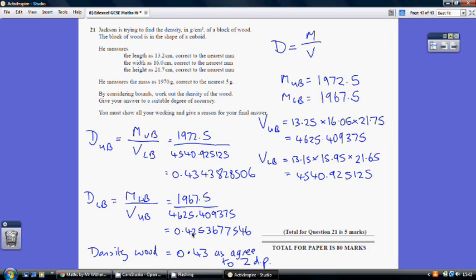Do they agree to 3 decimal places? Well, this one would be 0.434, but this one would be 0.425. So they do not agree to 3 decimal places. So we can't go that far. We've got to stick at 2 decimal places. So we say the density of the wood is 0.43 as they agree to 2 decimal places.